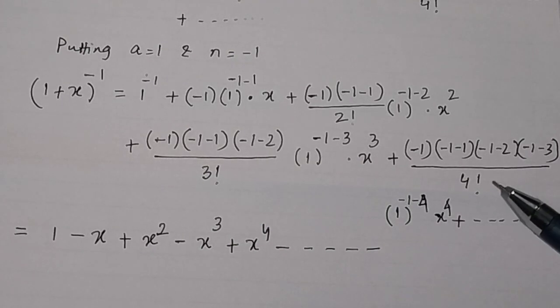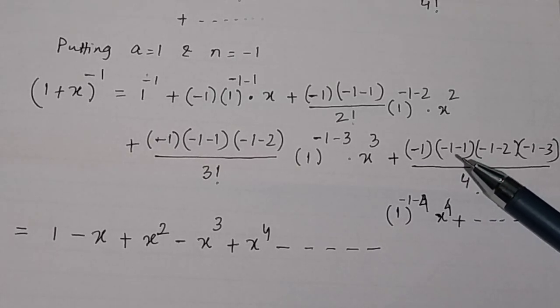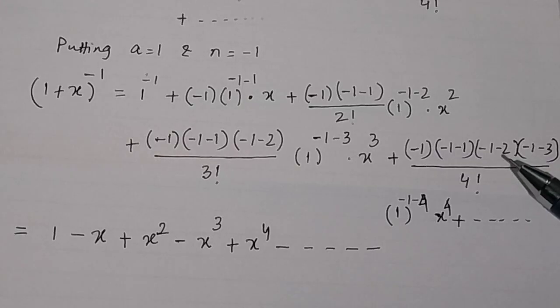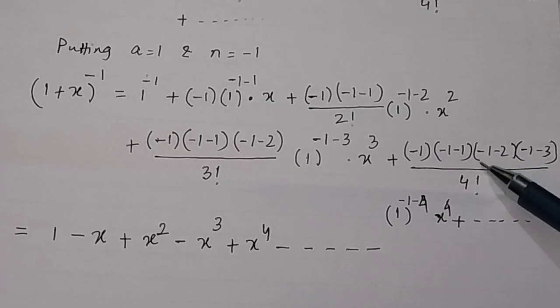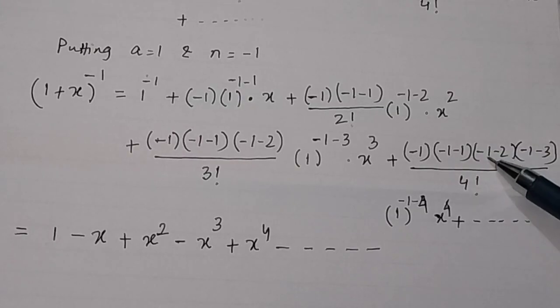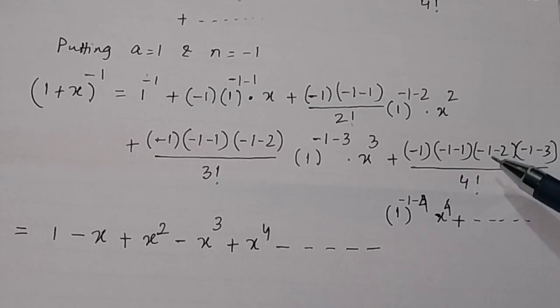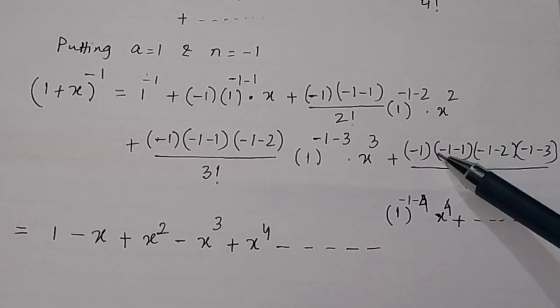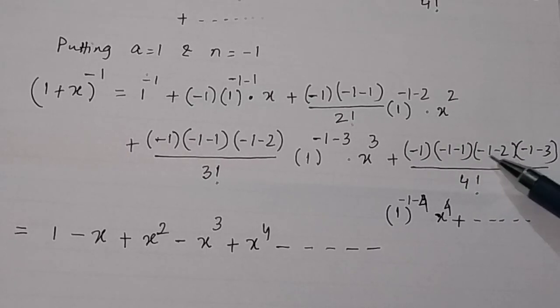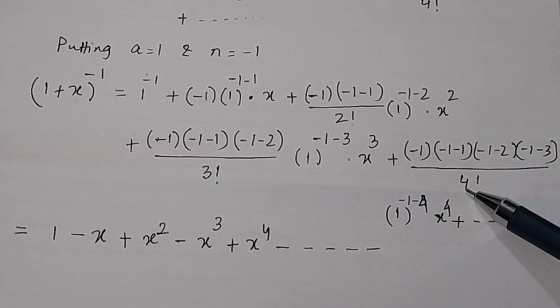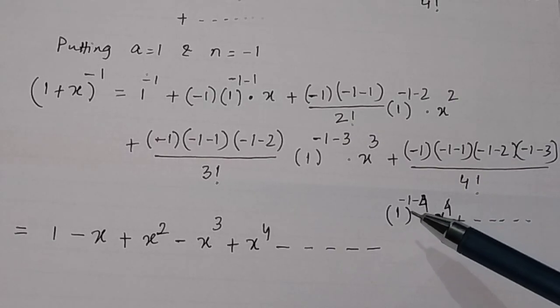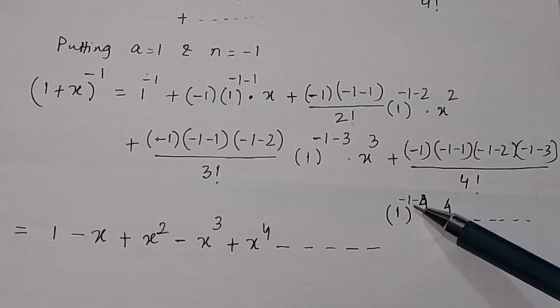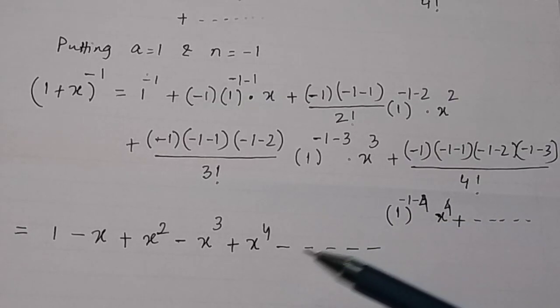Then in this term you have minus 1 into minus 2, minus 1 minus 1 minus 2, again here you have minus 3, here you have minus 4. So there are four minus signs, so they will be plus, and 1 2 3 4, that means the multiplication of 1, 2, 3 and 4, that is factorial 4. Factorial 4 divided by factorial 4 will be equal to 1, and any power of 1 will be equal to 1, so only you have x to the power 4, so plus x to the power 4.